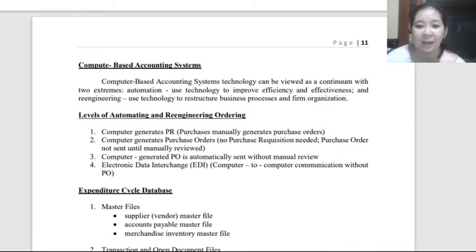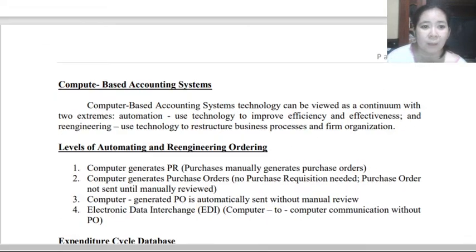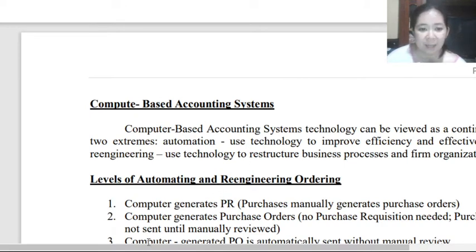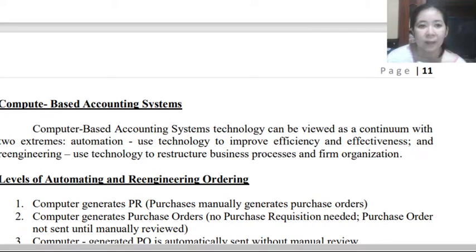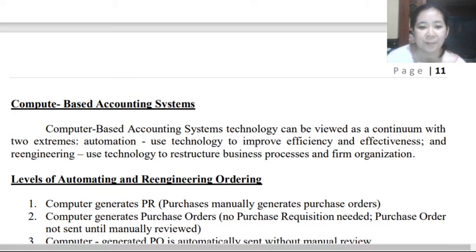Okay. So to continue, what about the computer-based accounting system? In the computer-based accounting system, technology can be viewed as a continuum with two extremes. As mentioned earlier, there is automation, meaning the use of technology to improve efficiency and effectiveness, and re-engineering. This is used to restructure the business processes and the firm organization if necessary.